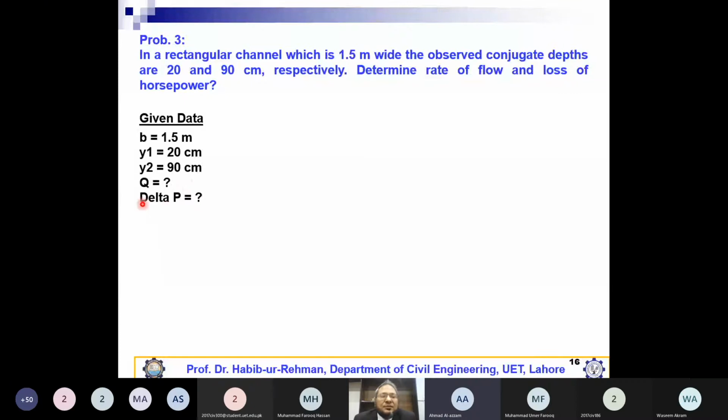Now what else we have to compute? Delta P. So delta P is equal to gamma Q into delta E. And what is delta E? E1 minus E2. And to compute E1, E1 is Y1 plus V1 square over 2G. Do we need V1 and V2? Yes, sir. So first now compute V1. V1 should be equal to small q divided by Y1. And V2 should be equal to small q divided by Y2.